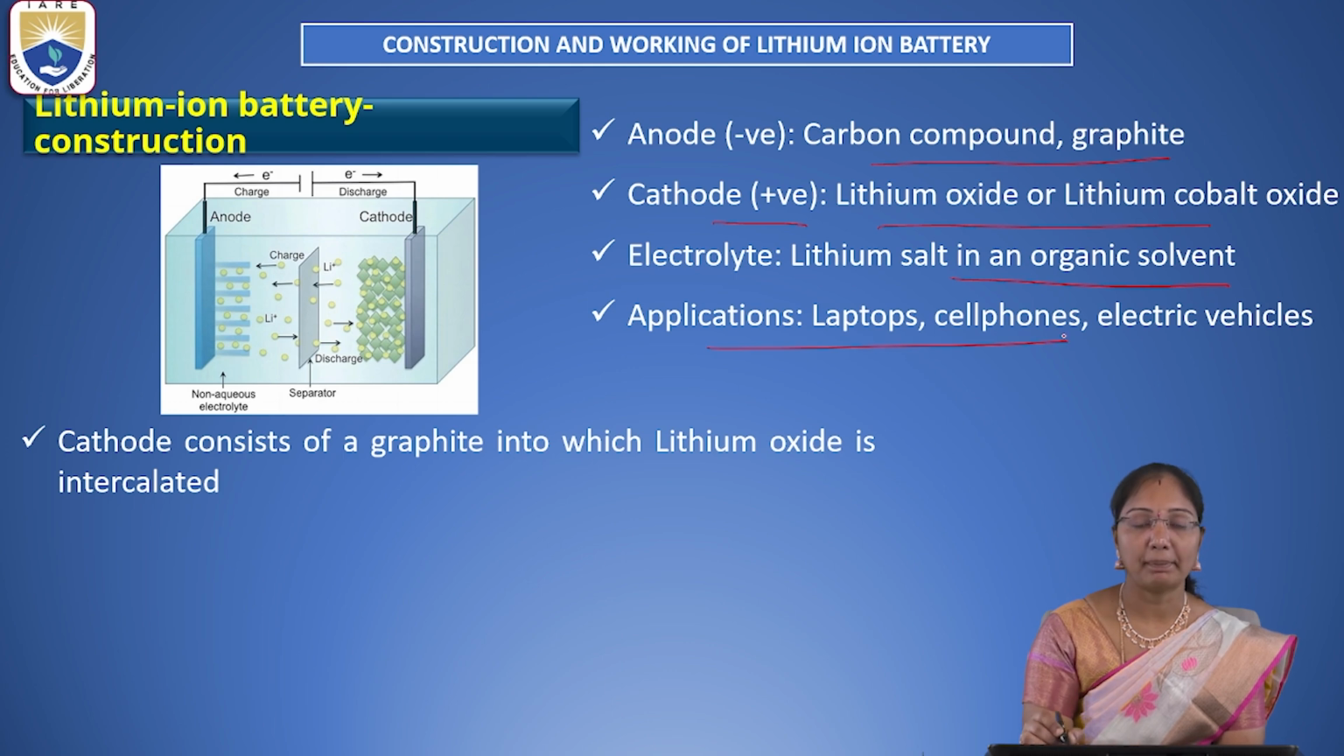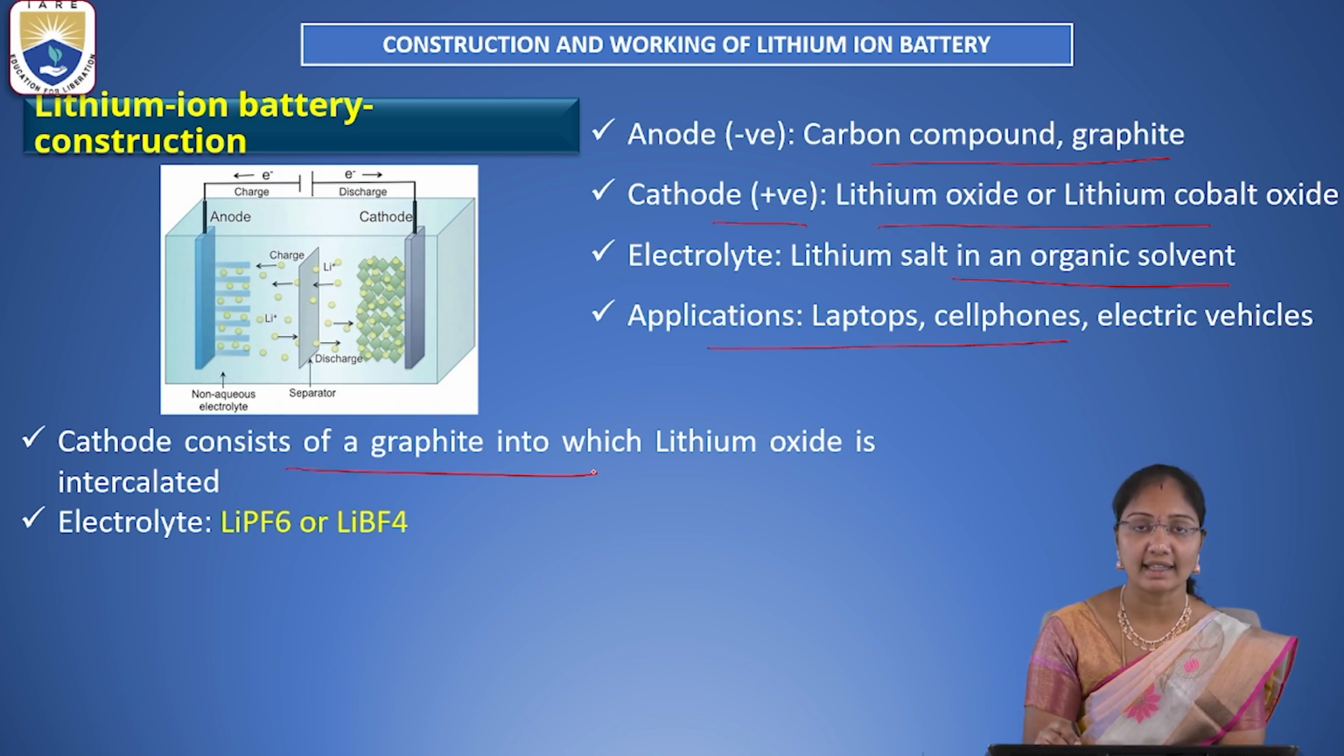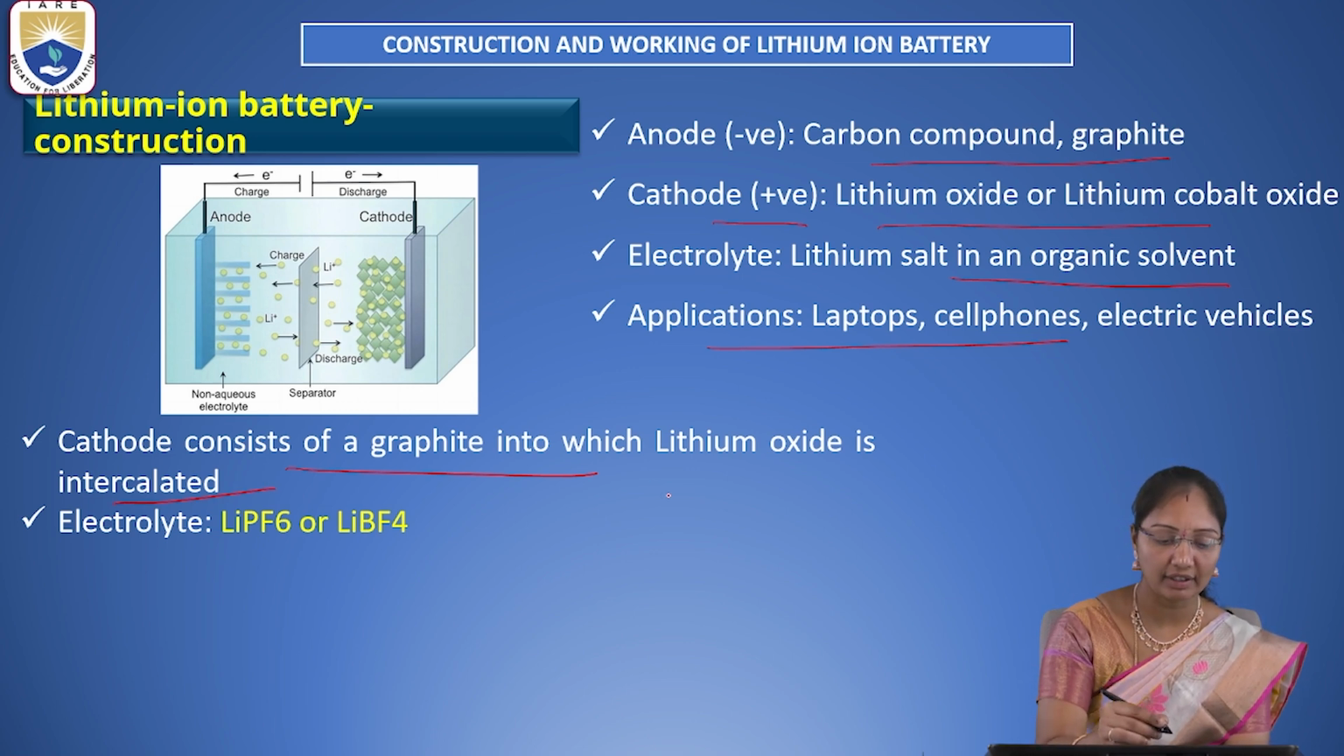Coming to the applications, these are used in all the electric appliances like laptops, cell phones, electric vehicles. These lithium ion batteries play a crucial role. The electrode consists of graphite, which acts as an anode, into which lithium oxide is intercalated. Here this lithium oxide is intercalated in the graphite rods.